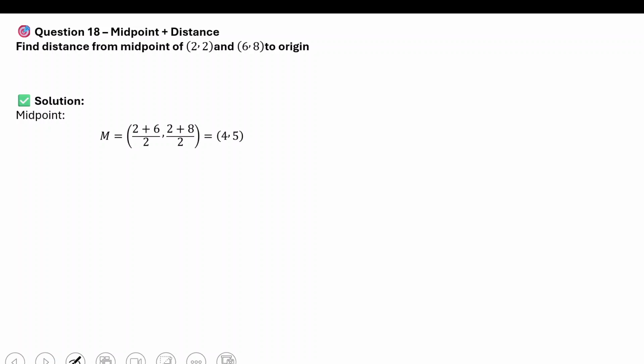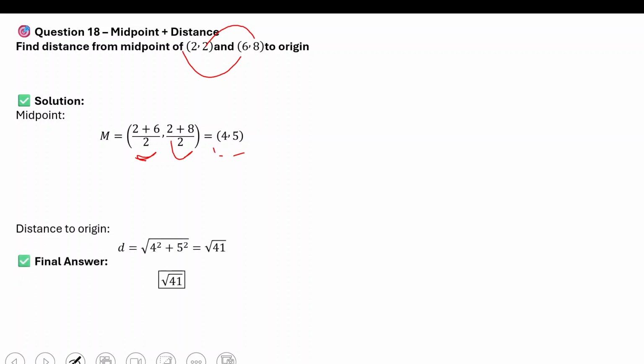Okay, so the midpoint for these two is (2 plus 6) over 2, the first point, and (2 plus 8) over 2, the second point, right? So the midpoint is 4 for the first coordinate and 5 for the second one. So that's the midpoint. Now we're going to get the distance between this midpoint and the origin. So it is the square root of 4 squared plus 5 squared. That will give us root 41.